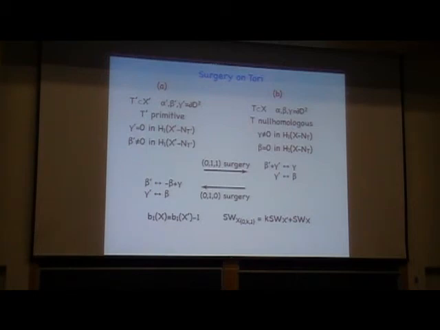Surgery on A lowers b1 by 1 because you're killing the class beta prime. And the Seiberg-Witten invariant, again, satisfies this formula. If you do a 1 over k surgery with respect to beta in X, then you once again have this Seiberg-Witten formula.